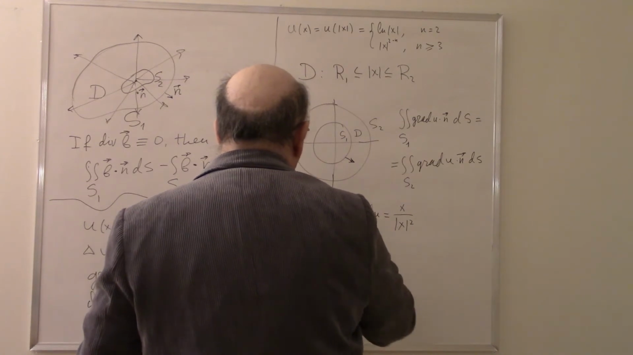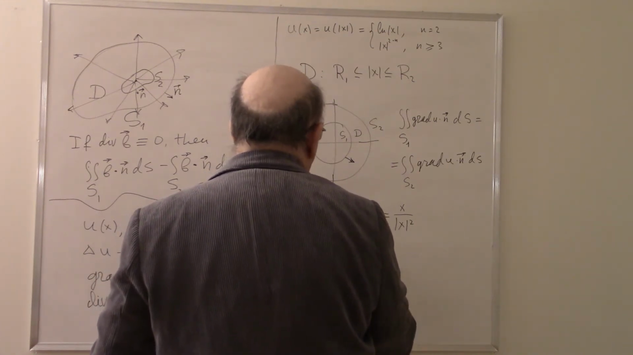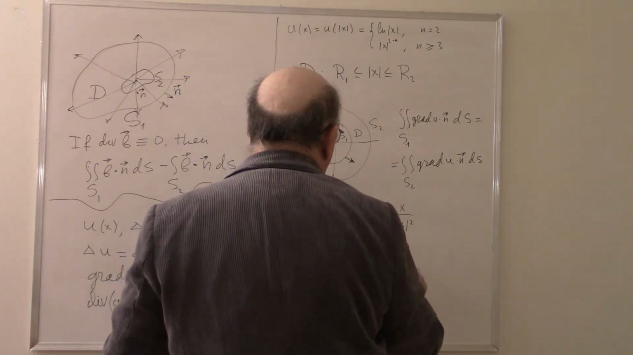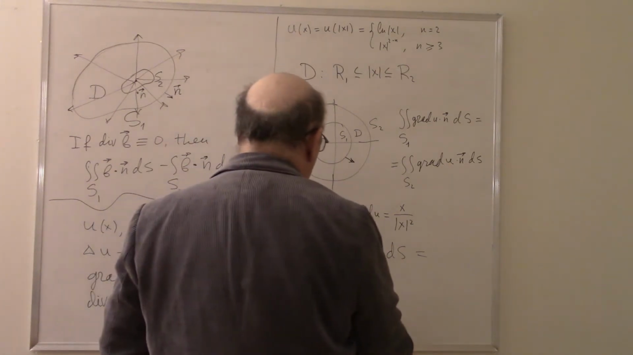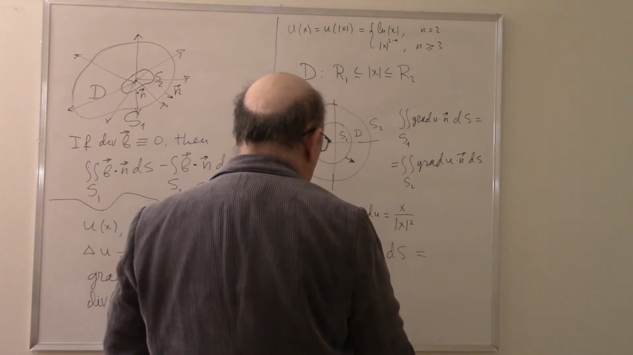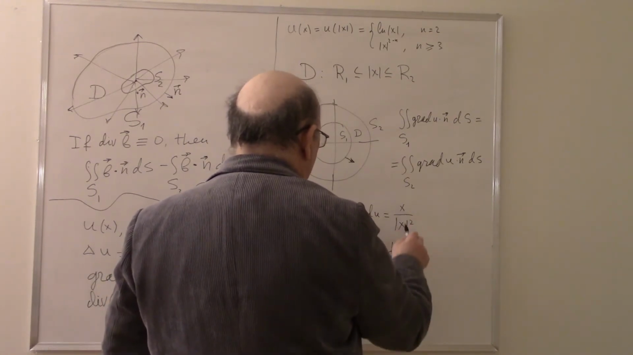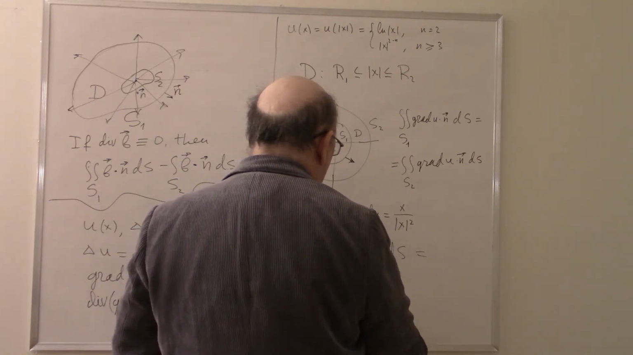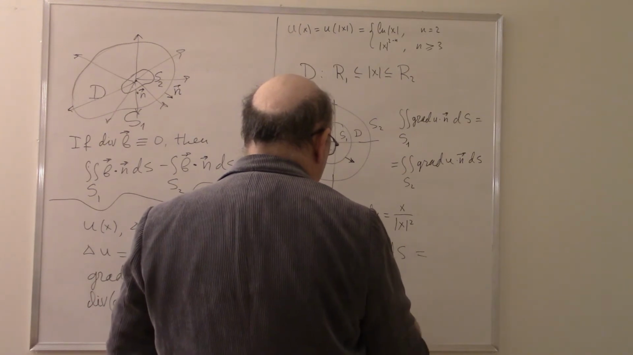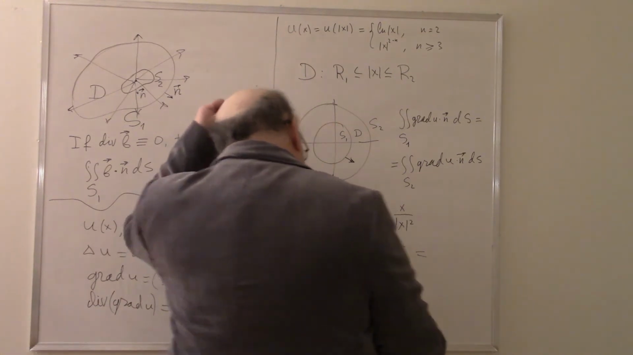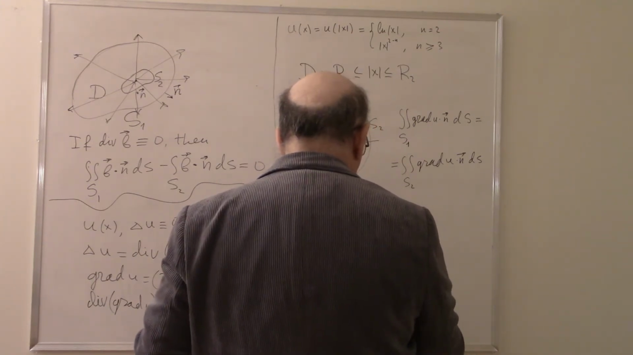The integral over S1 of gradient u dot n ds equals, it is nothing but a circle of radius r1, so the integral from 0 to 2 pi of r1 times gradient u, which is x divided by modulus x squared, that is, times 1 over r1, r1 divided by r1 squared, d theta, equals 2 pi.